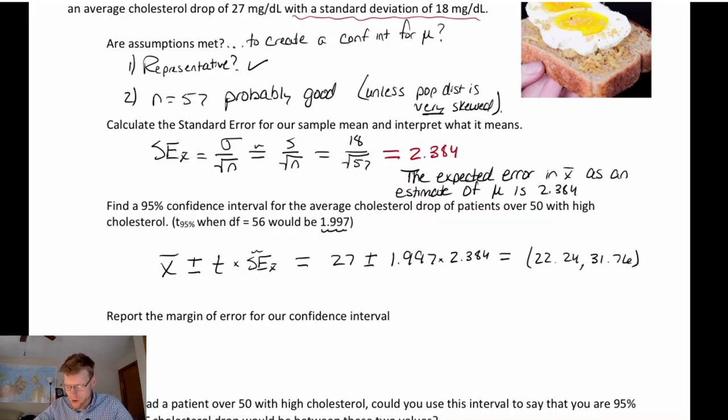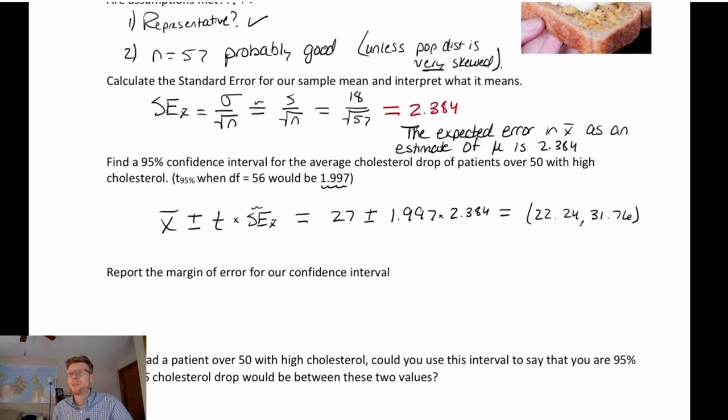Report the margin of error of our confidence interval. So that's going to be this distance from our point estimate to either edge. So I could do this one of two ways. I could just calculate this part. So this part is my margin of error. I could also just do 27 minus my lower bound, and that would also give me my margin of error, but it doesn't really matter here.